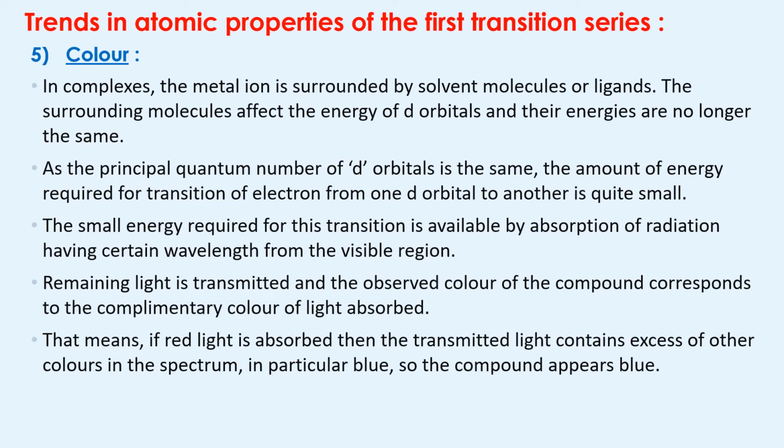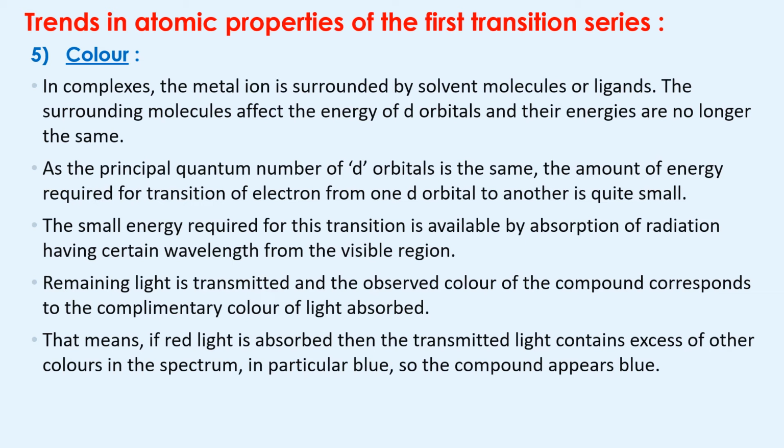So what is our summarized point for color? As you know, transition elements form ionic or covalent compounds which are colored in nature, and this is possible because they have unpaired electrons in their d orbitals. As a free atom or ion, all the d orbitals are degenerate, having the same energy. But in a complex form, what happens? The metal ion is surrounded by solvent or ligand molecules.